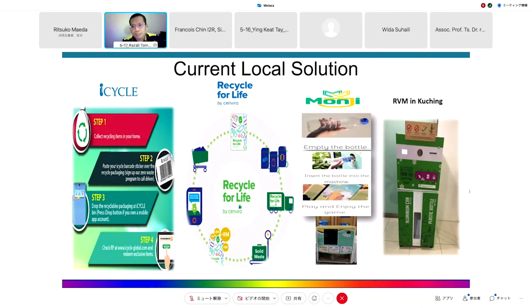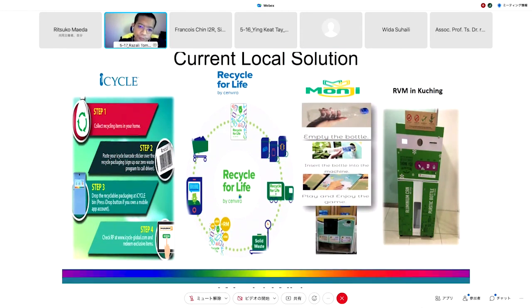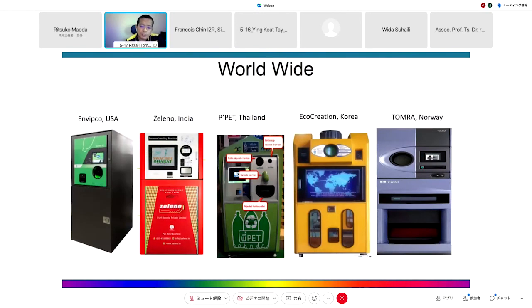The second example is Monji and RVM in Kuching. Monji developed a system in which, when the user recycles, they can play a game on site, and the game is put in the RVM machine. So these are solutions worldwide to develop an interactive recycling process and at the same time provide a reward to the user. This is the reverse vending machine that can be found in the USA, India, Thailand, Korea, Norway, and so on.